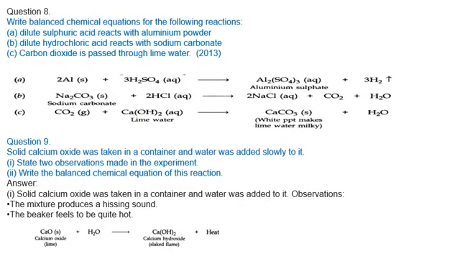Coming to the next question, write a balanced chemical equation for the following reaction. Dilute sulfuric acid, that is H2SO4, reacts with aluminum powder Al. So Al plus H2SO4 gives you what? It will give you Al2(SO4)3 and hydrogen gas is released. Why? Because metals react with acids to give hydrogen gas, and that too dilute. Dilute hydrochloric acid reacts with sodium carbonate, Na2CO3, which is a carbonate. So reacting with acid, what will happen? Carbon dioxide is released, water is released, and NaCl, the salt, is formed.